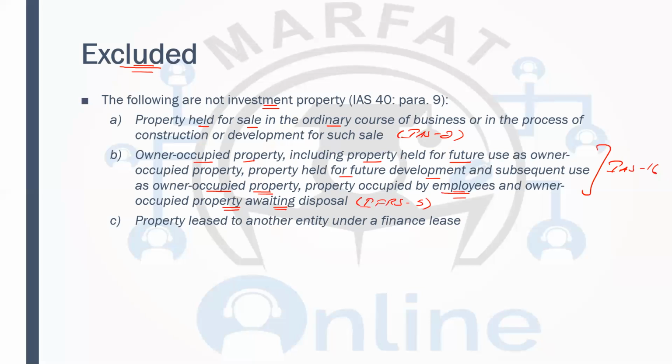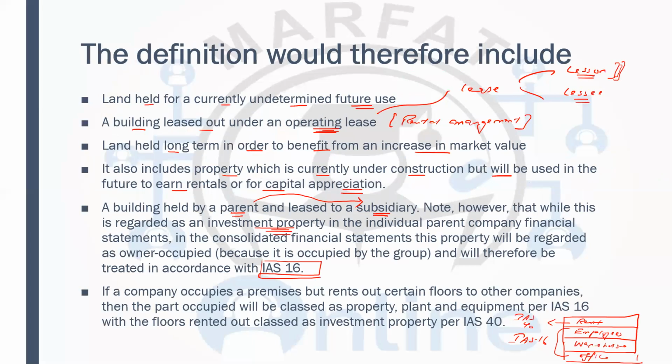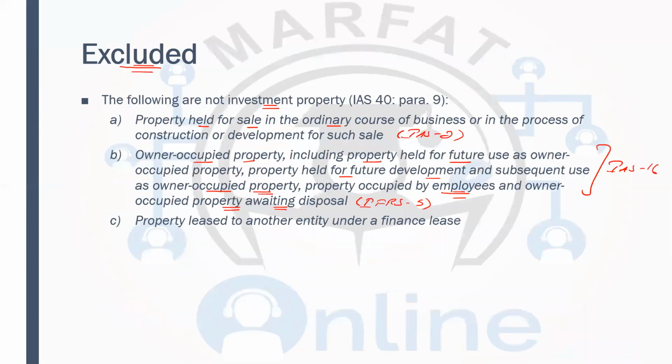And now the third point, which is very, very important, property leased out under a finance lease. Now, going back to the slide where we discussed the lease, I told you that a lease is an arrangement between the lessor and the lessee. The lessor is providing the asset and the lessee is making the lease payments against that asset. In the operating lease, I told you that this is a rental arrangement. I'm giving the asset on the lease for a certain number of years, but still the property belongs to me. I will be taking it back after a certain number of years. So it's a rental arrangement.